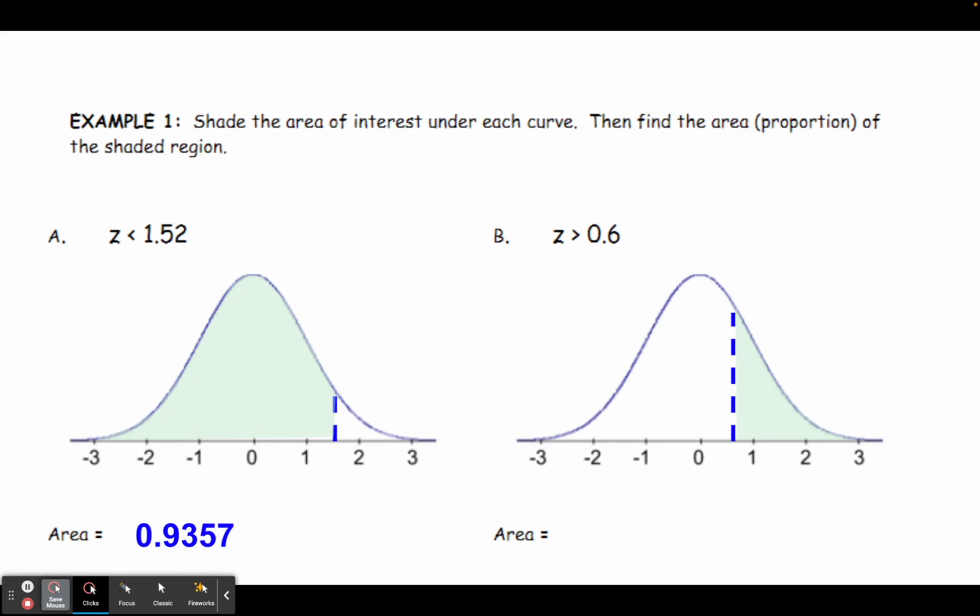Why did that happen? Well, that 0.7257, remember, is the area to the left of that z-score. That's the unshaded region. So to get the area to the right, remember that the total area is 1, or 100%. We would do 1 minus the area to the left, and that would tell us the area on the right, which is 0.2743.